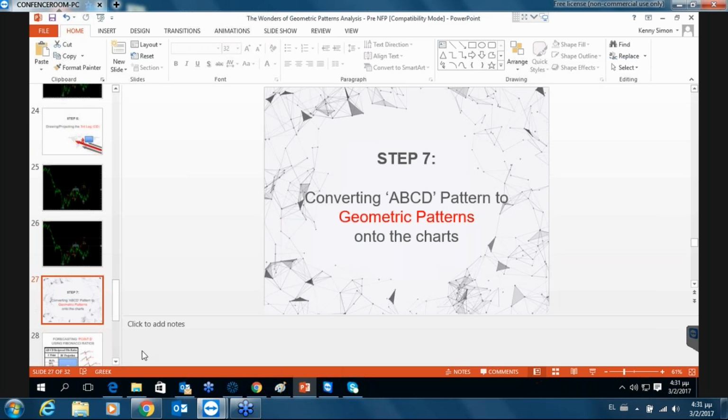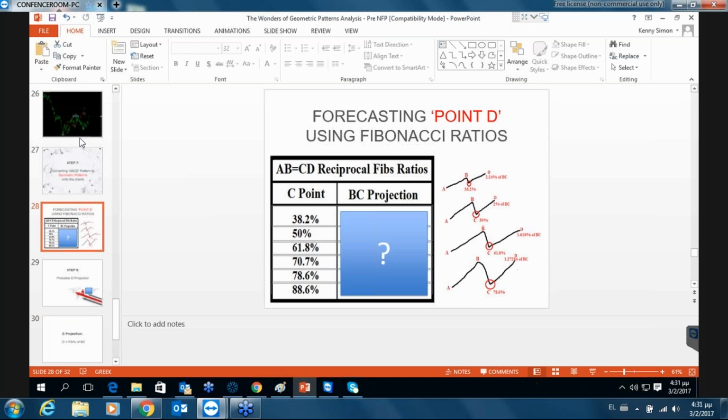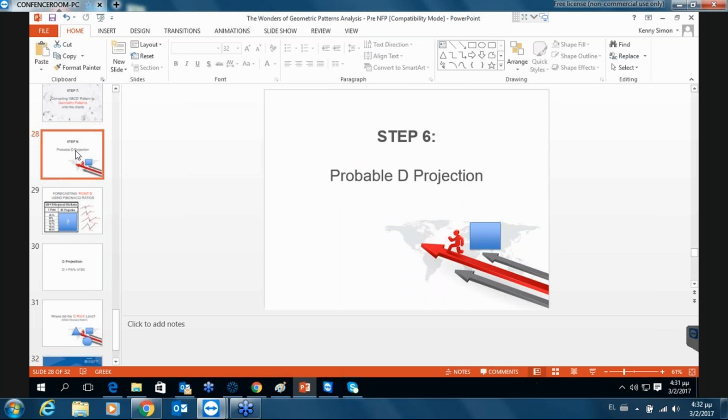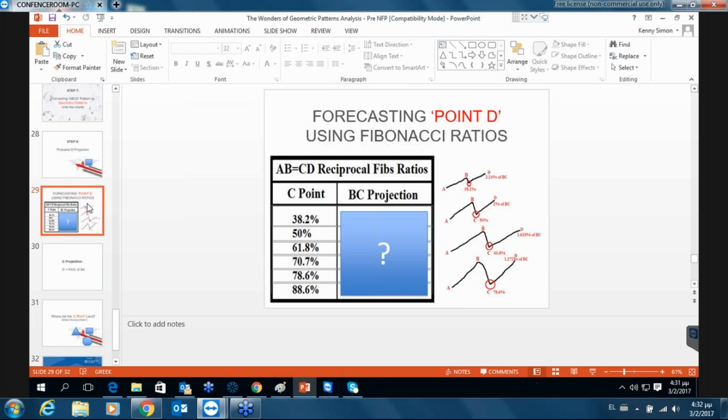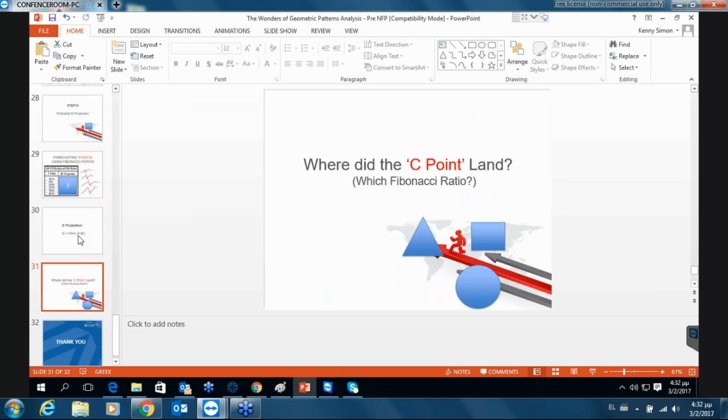So then we go on here. Now, once we have converted the ABCD pattern into a geometric pattern, we could then as well use Fibonacci ratio. I think I've put that one, it's probably around here. So once we've done that, we are able to do the probable D projection using Fibonacci. Now, when you use Fibonacci, I pick out some Fibonacci ratios to use so that I know when the C point reaches one point, I know where BC could potentially reach and things like that. So here we'll cover a little bit more. Let's just go on there.